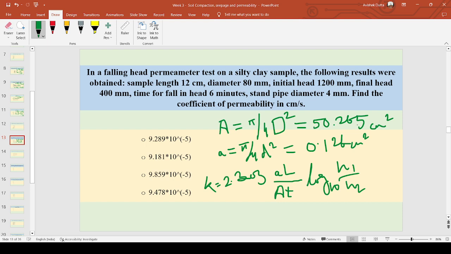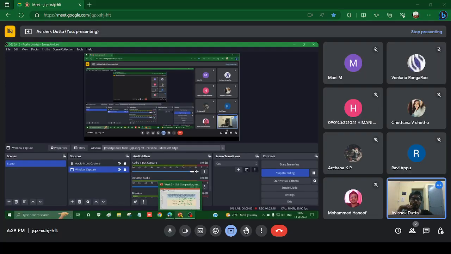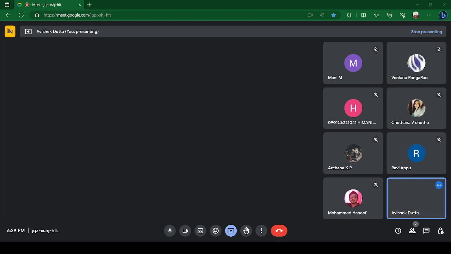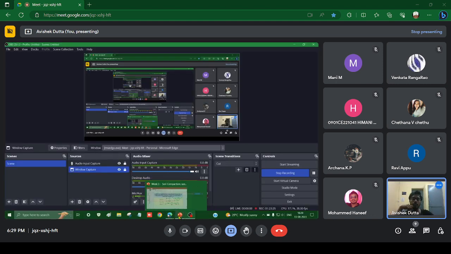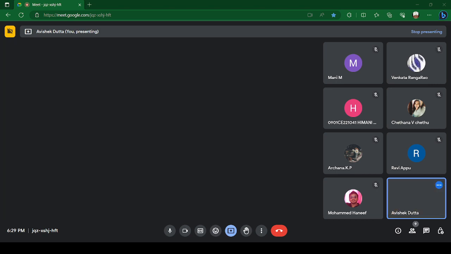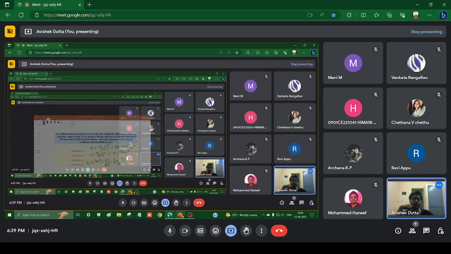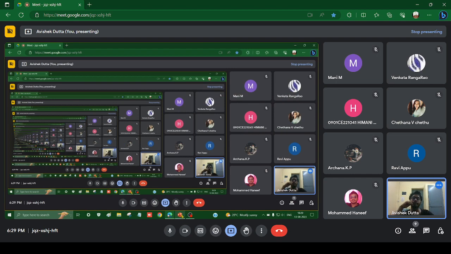Just convert the time in seconds. Okay, and the length is already given in 12 centimeter. Now give me the answer. What is the answer? Anyone?